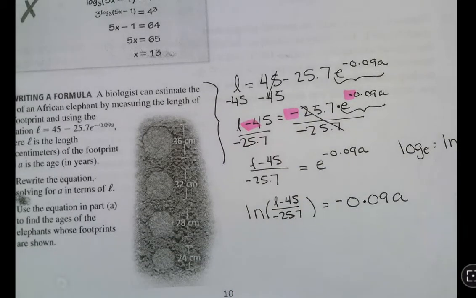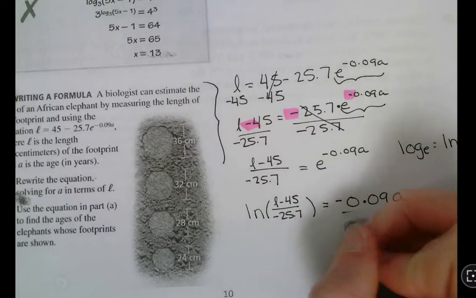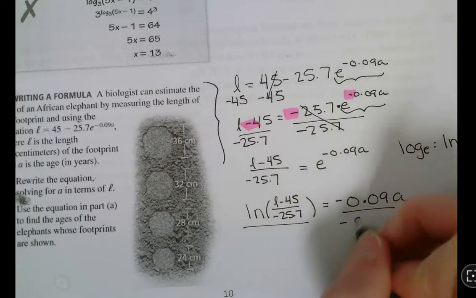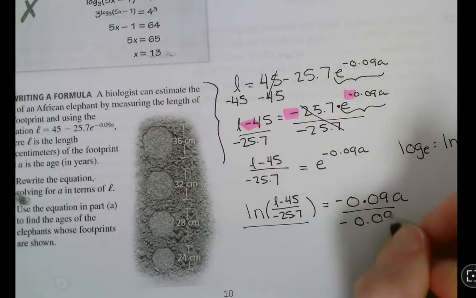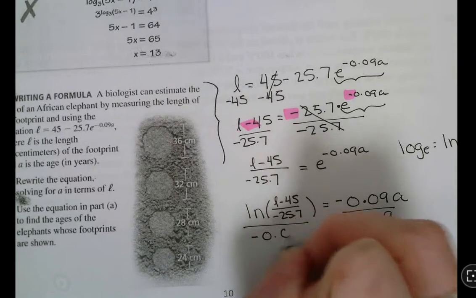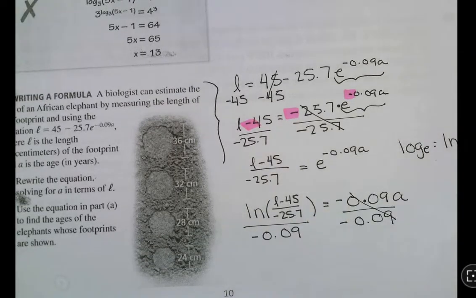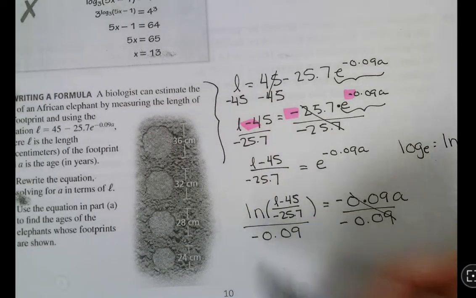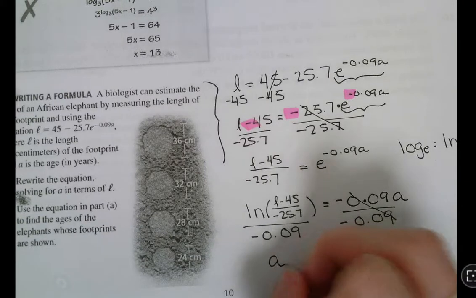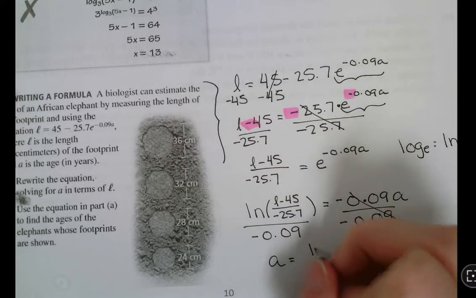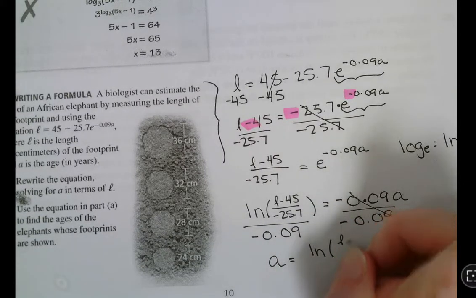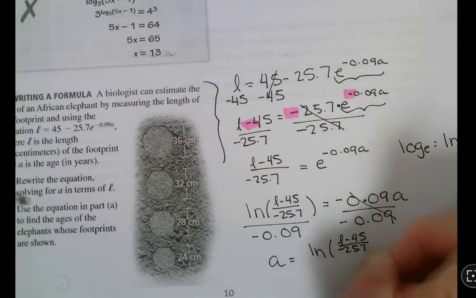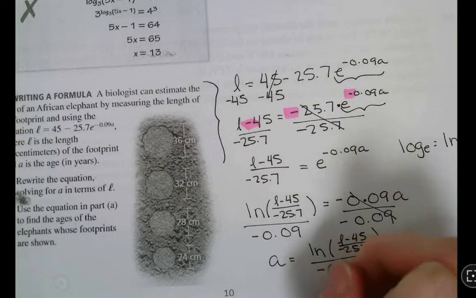We've almost found a. The last thing is to just divide by negative 0.09, negative 0.09. That right here is our final equation. So we can rewrite it here: natural log of L minus 45 over negative 25.7, all over negative 0.09.